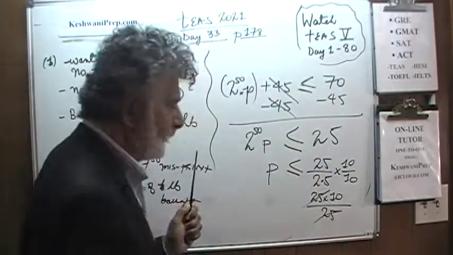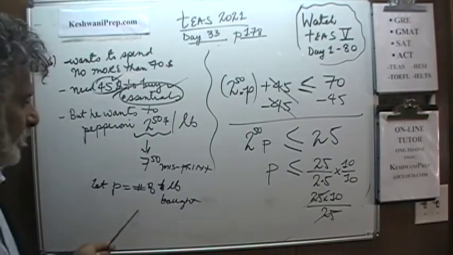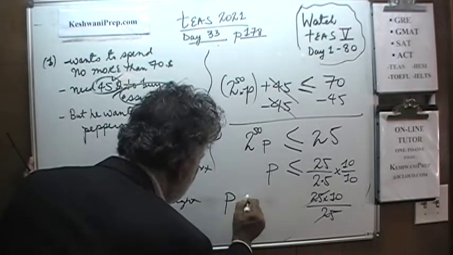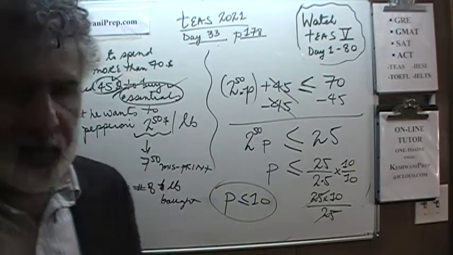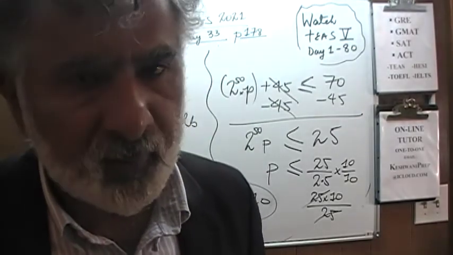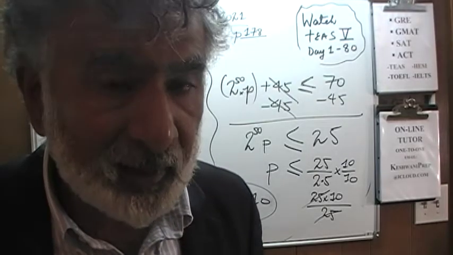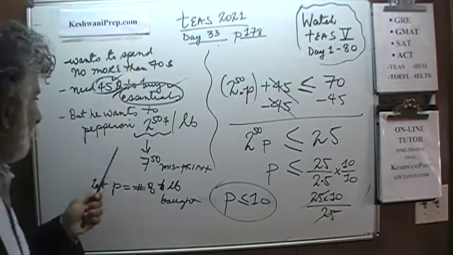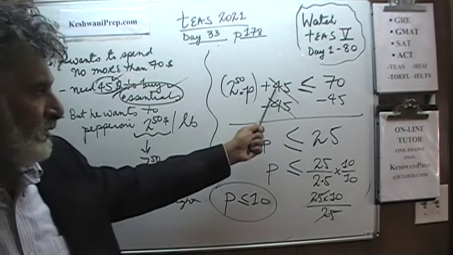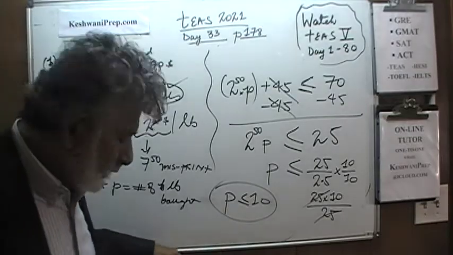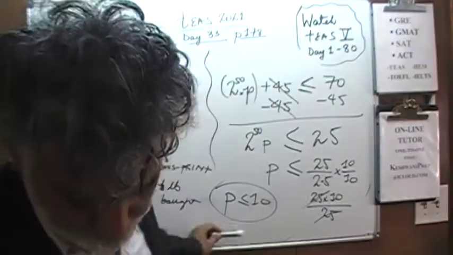Very good. In other words, the pounds of pepperoni that he can buy has to be less than or equal to 10. He can buy up to 10 pounds of pepperoni, which makes perfect sense, because even if you did buy 10 pounds of pepperoni and each pound costs $2.50, 10 pounds is going to cost us $25, leaving us the $45 that we need to buy the essentials out of our total amount of $70.